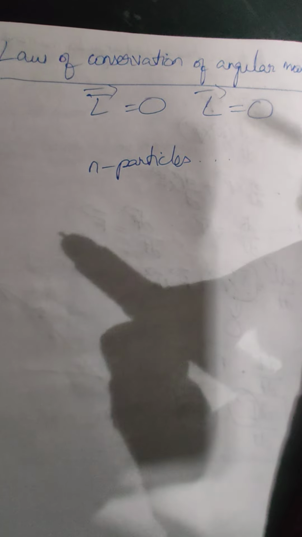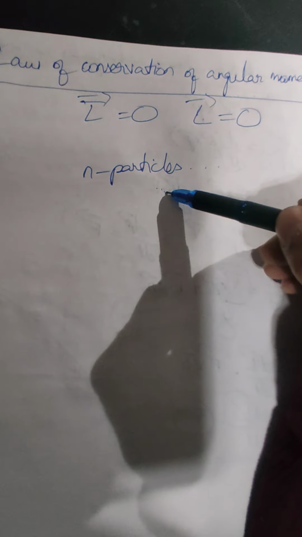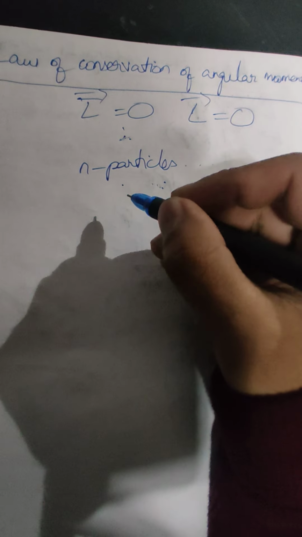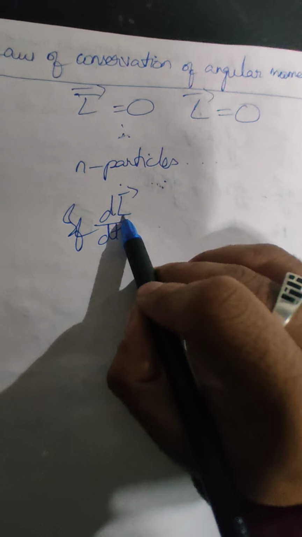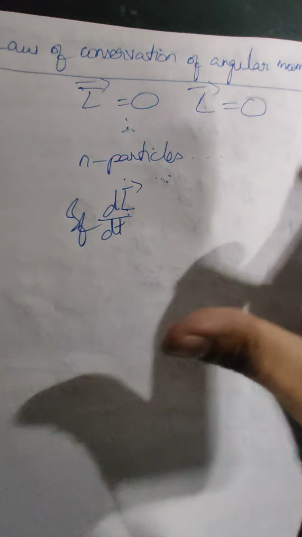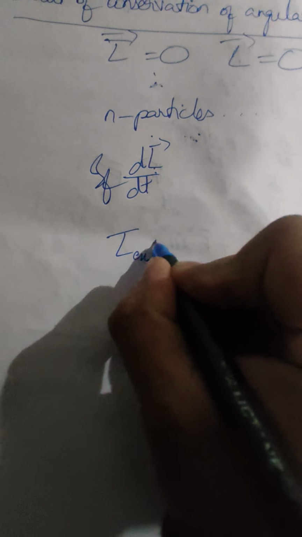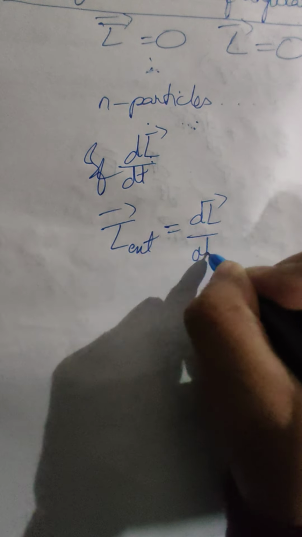So now consider a system of n particles. Suppose that these particles of the system are under the action of torque due to an external force acting on them, right? If dL/dt is the rate of change of angular momentum with respect to time, then what do we have from the relation? From our previous topic, the relation is torque is equal to dL/dt, right? So external torque is equal to dL/dt. This is the relation, right?